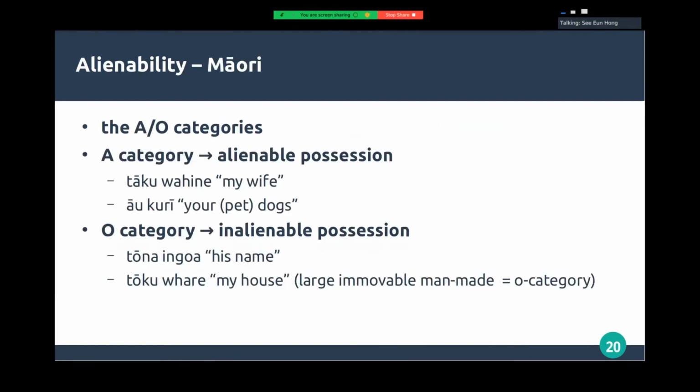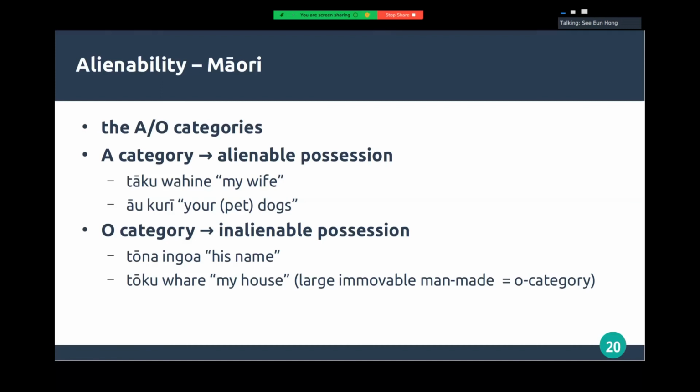So again, Mari. In Mari, nouns are divided into two categories, A category and O category. And these two categories decide which possessive pronouns you have to use in front of a noun. So the A category is the alienable possession. So when you say my wife, or literally my woman, as in many other languages, you would use the possessive pronoun daku with the long A instead of doku, because the word wahine is an A category. So you would say daku wahine, my wife.